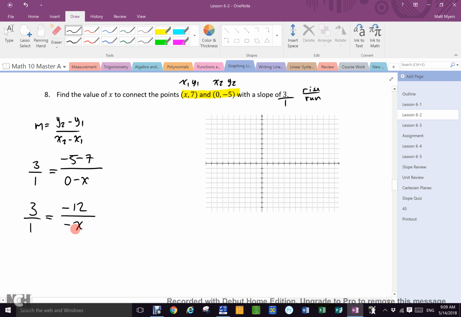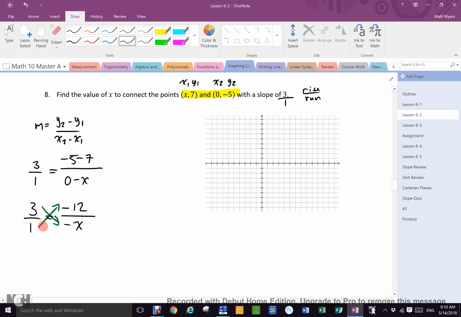Is everybody at the point where they need to do algebra? At least. Okay, do you have something that looks like this? One of these two. You might have 7 minus minus 5. Is everybody cool? Now, once I have fraction equals fraction, what do I do?